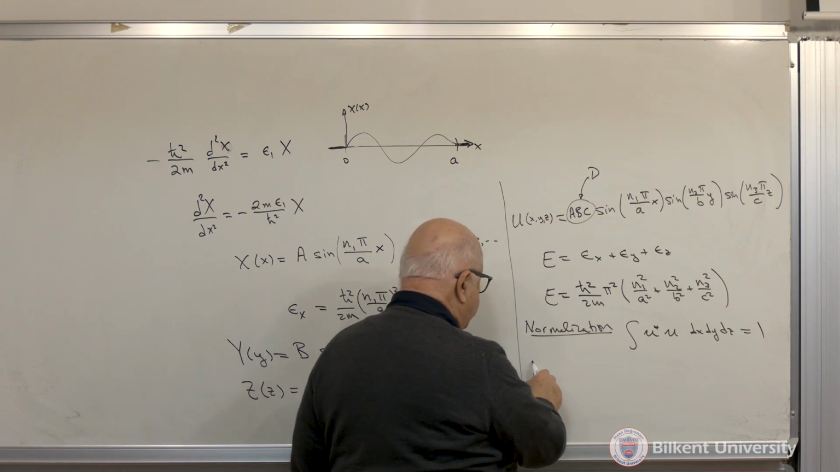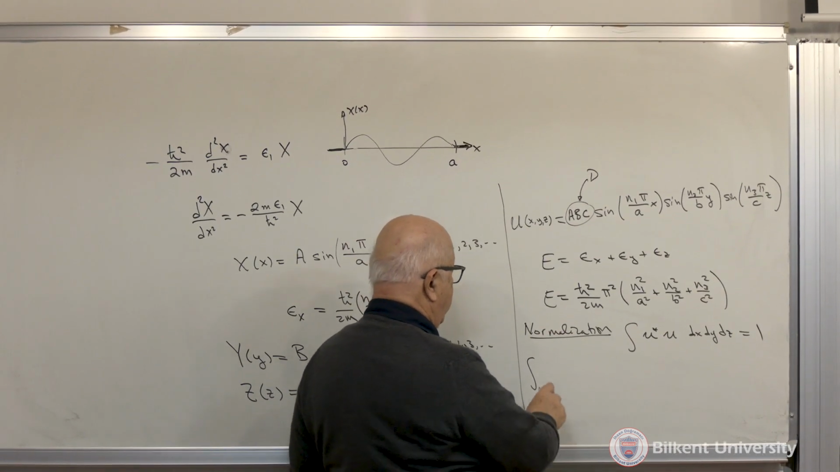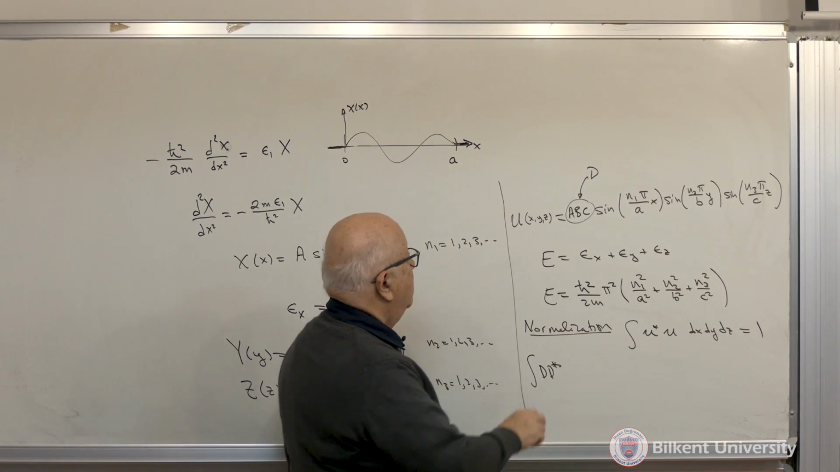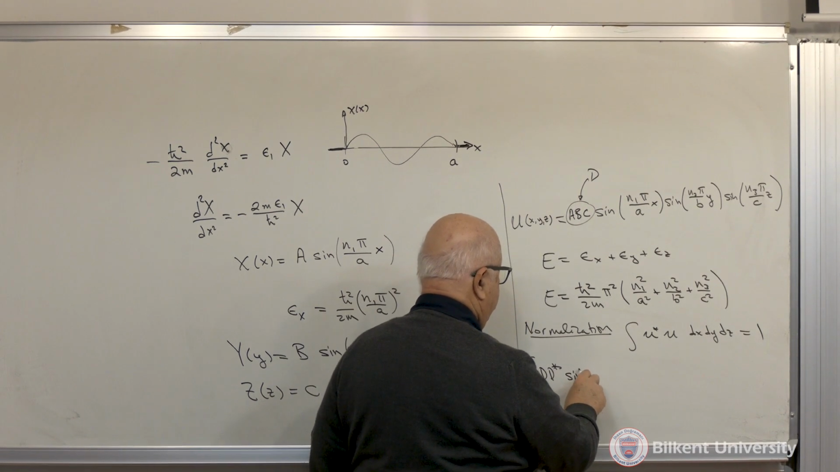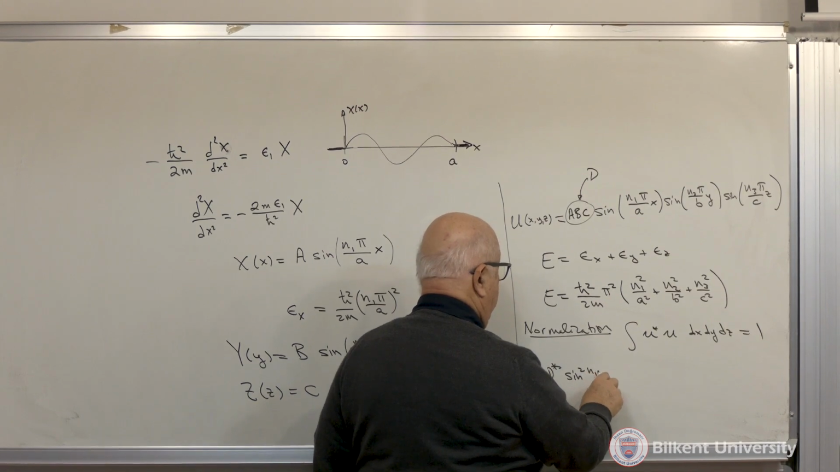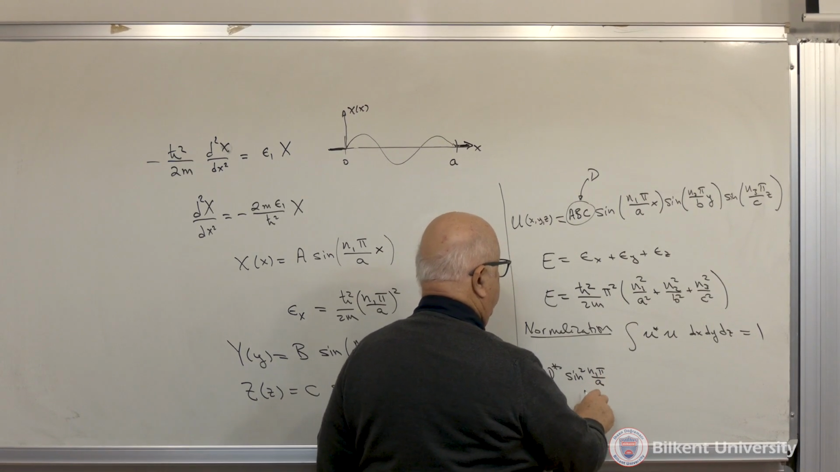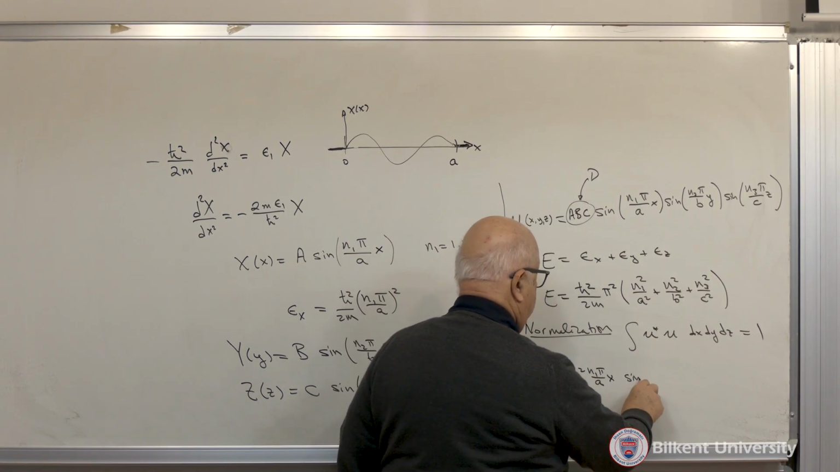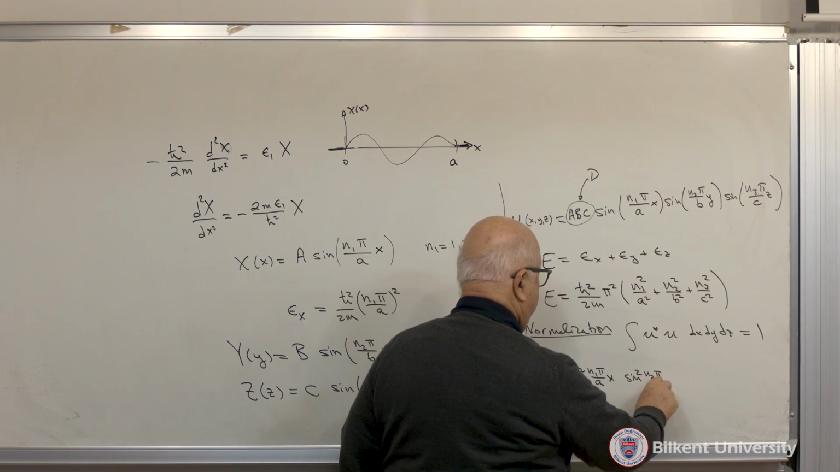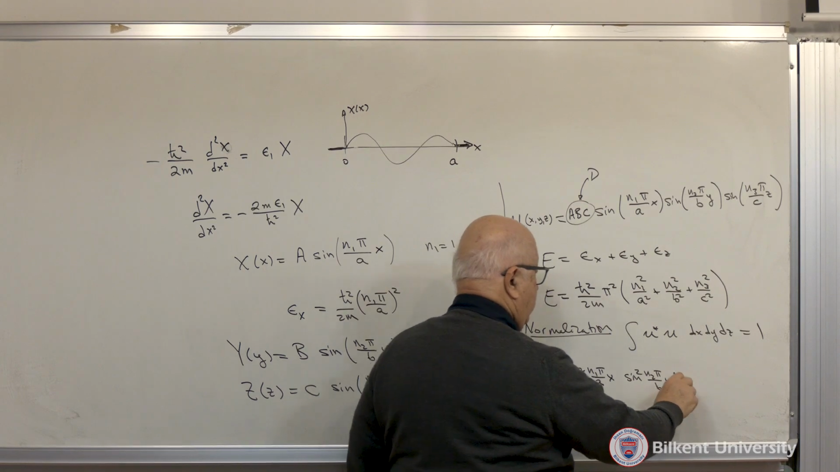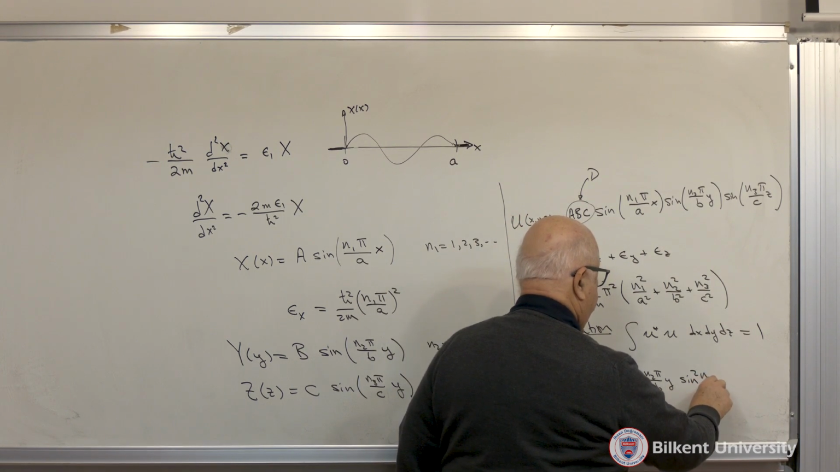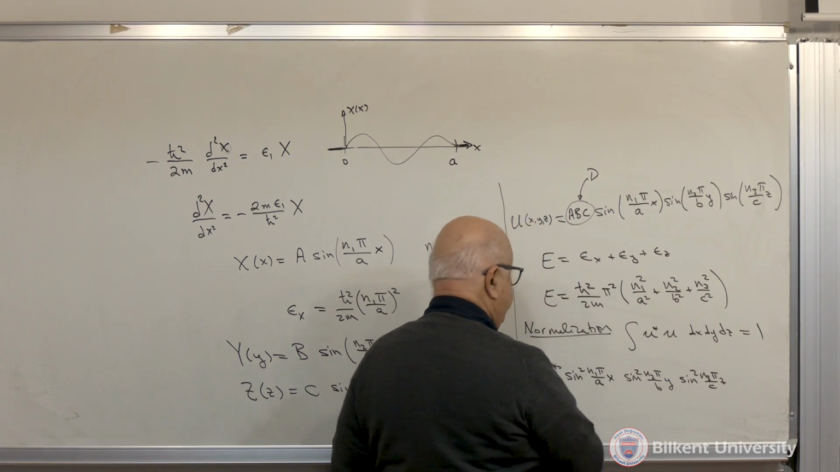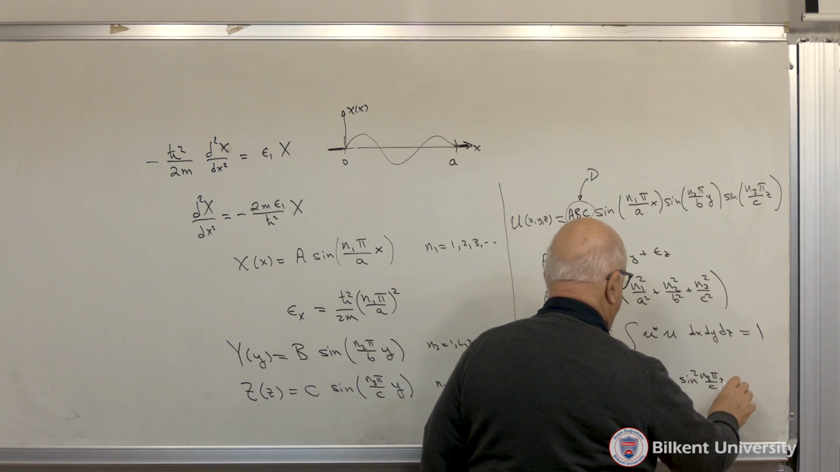So what do I get? Let me see if I can do everything over here. I'm going to get a D star D. Then I'll get a sine squared n1 pi over a x, sine squared n2 pi over b y, and sine squared n3 pi over c z. Okay, now integrated over dx, dy, and dz.